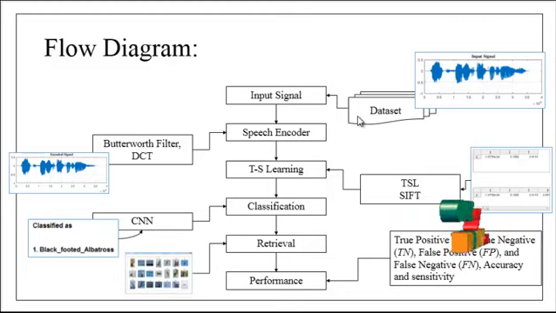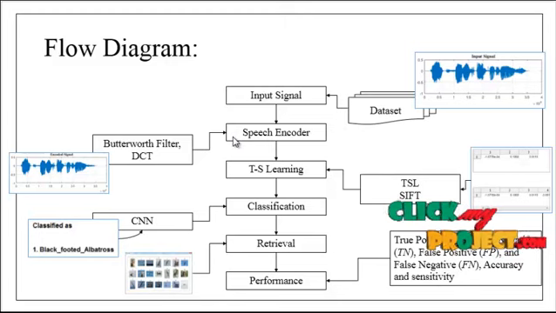The dataset consists of a lot of signals, which means voice signals having different types of object names. After getting the input signal from the dataset, the speech encoder is applied using two kinds of steps, named the Butterworth filter and then the DCT. After applying the Butterworth filter and the DCT, the TS learning is used to extract the features.